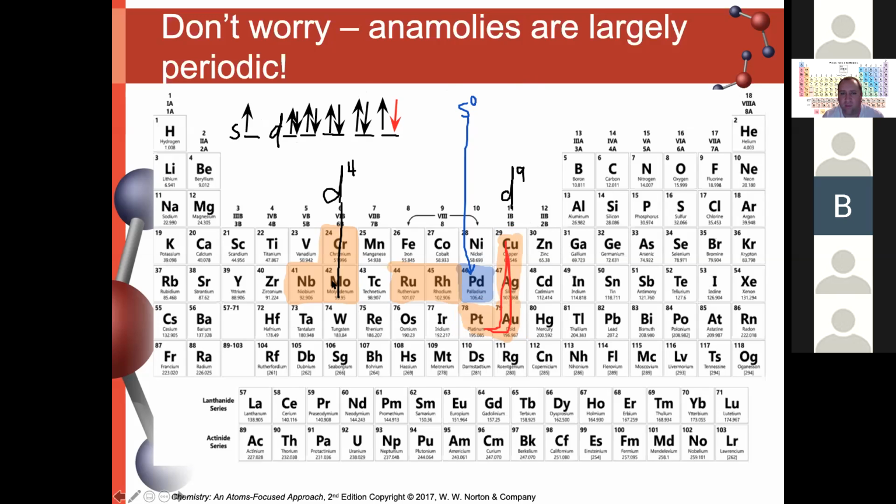So D4 and D9, that's half of them right there. We can rationalize, based on their orbital notation, why those migrations occur.